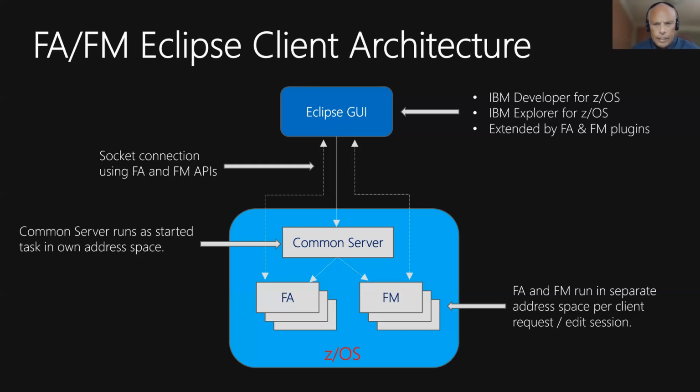the mainframe. We have a process called the common server, which runs as a started task in its own address space, listening for client requests. When it receives the request, it starts FA or FM in a separate address space and hands over control of the client socket so that FA or FM can communicate directly back with the Eclipse plugin. Next slide, please.